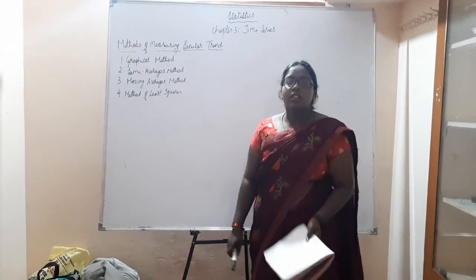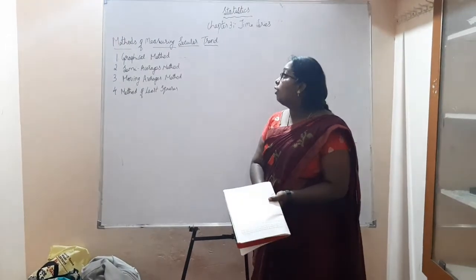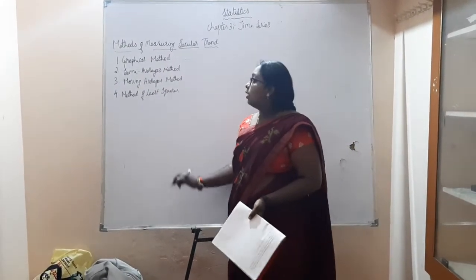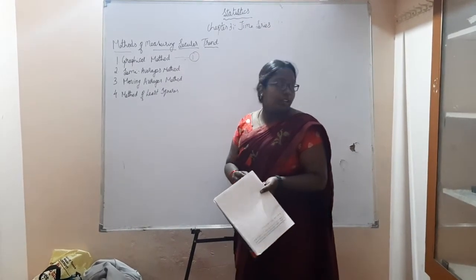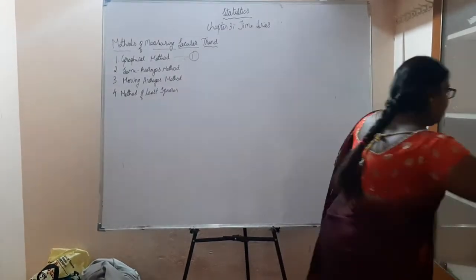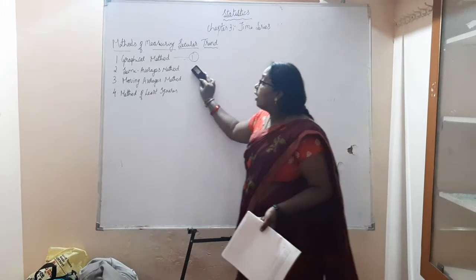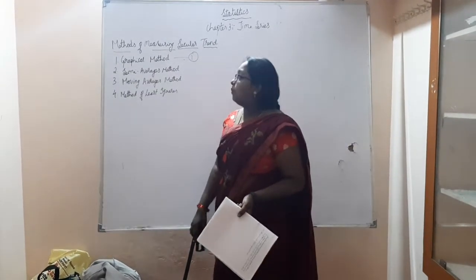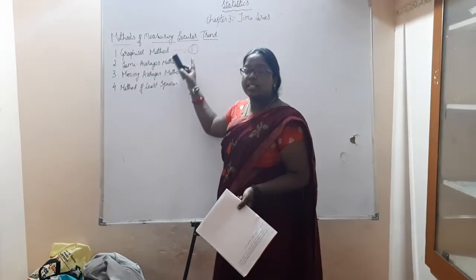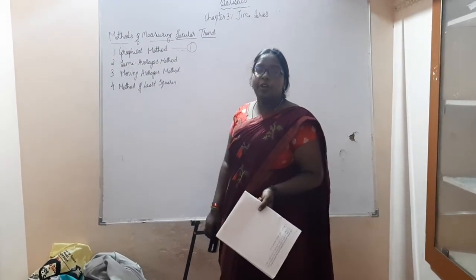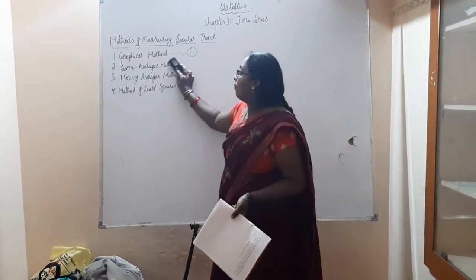Yeah, good morning students. Today we will be continuing our third chapter practical, that is methods of measuring secular trend. Today we will be doing only the graphical method, that is your first method. And next class we will be seeing the semi-average method, moving average method and method of least squares. These are the practical topics in your third chapter. So today we will go for the first method, that is the graphical method.